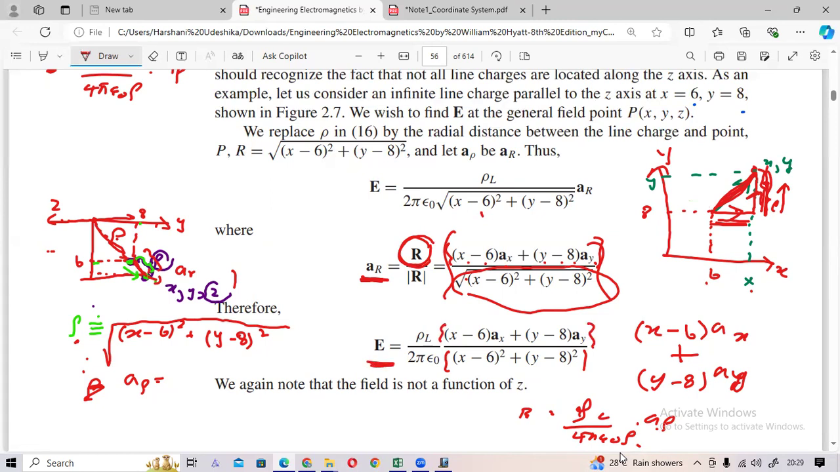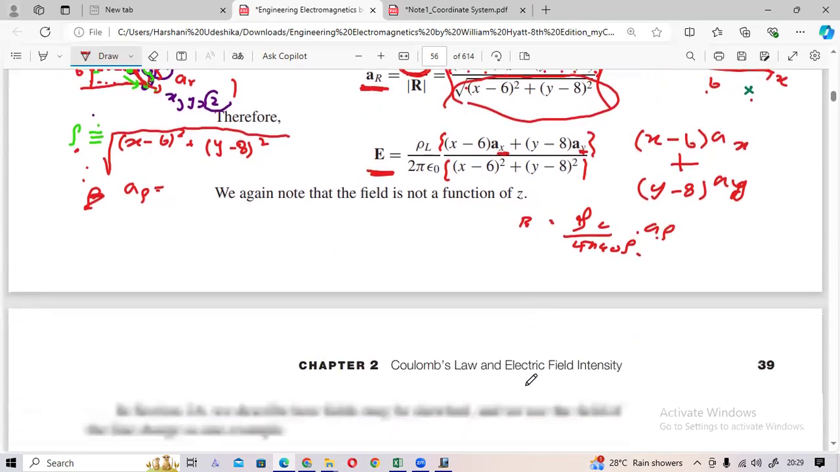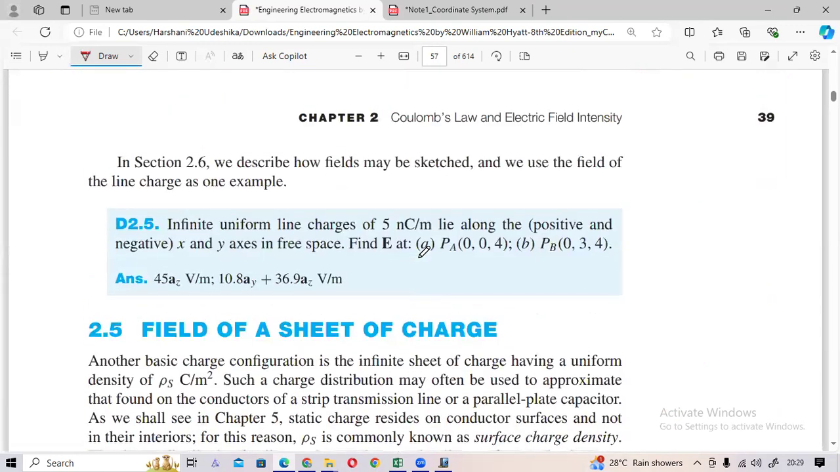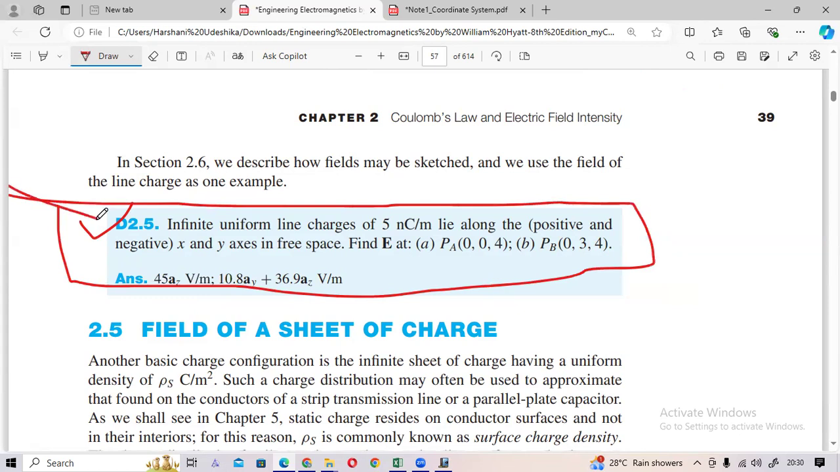That E field depends on AX and AY, the X direction and Y direction, not the Z direction. So that is the idea you should get. Try to do this example as a homework. Next week we will try to do this example. If you have any problem, you can ask me.